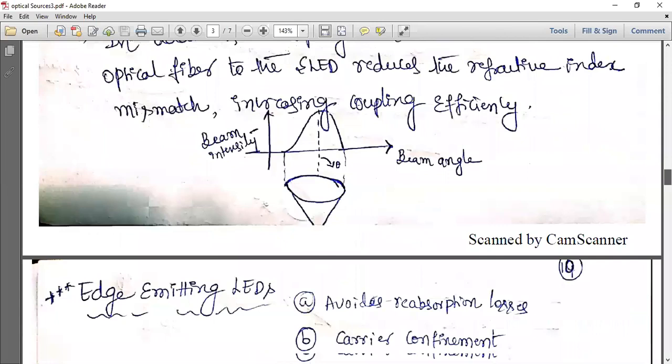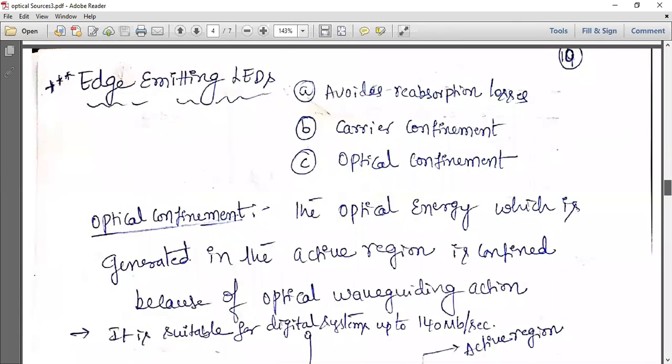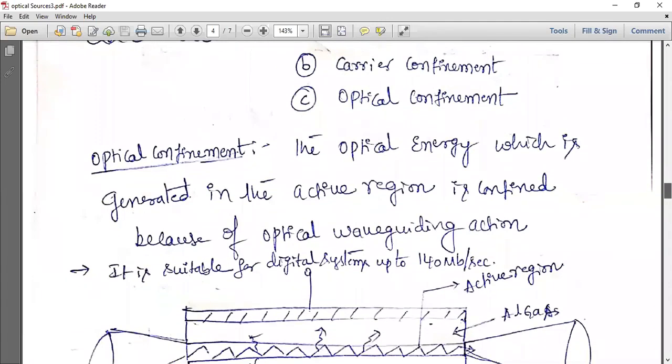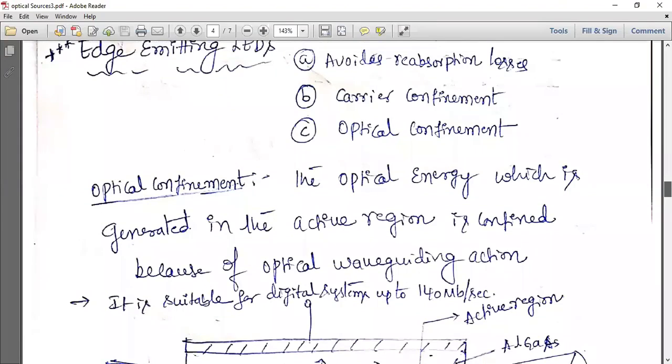Next is the edge emitting LED. The explanation is the same, but here the optical confinement is more. Whatever I explained, you write here too, except the specific characteristics of the SLED. It avoids reabsorption losses, which leads to carrier confinement and optical confinement. More confinement will be here, so that is a very important extra property of the edge emitting LED.